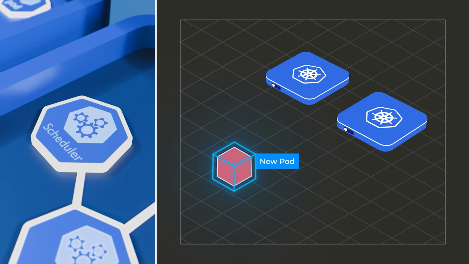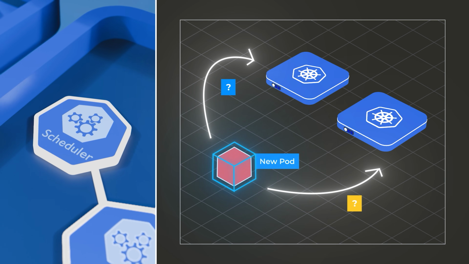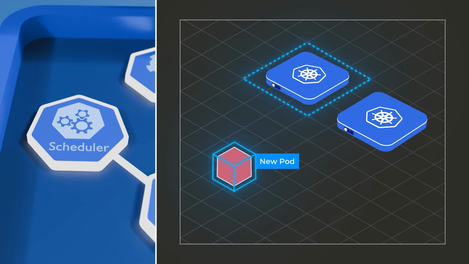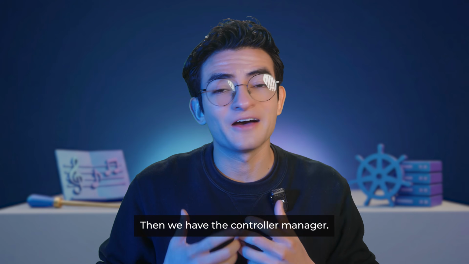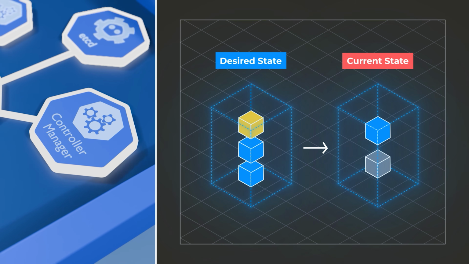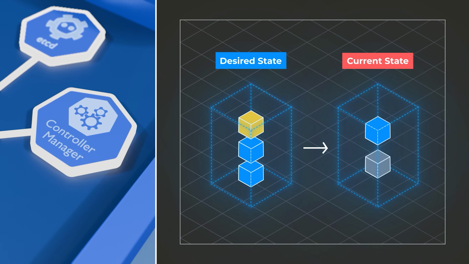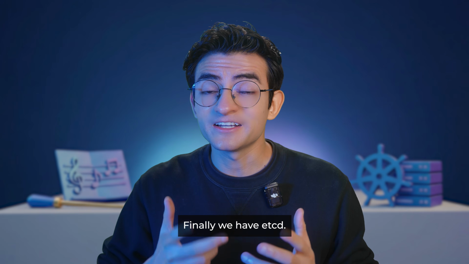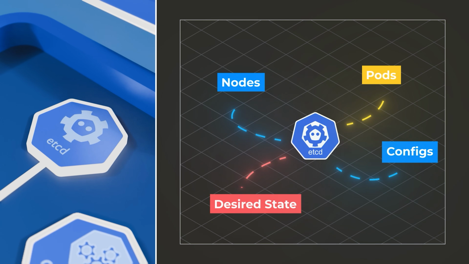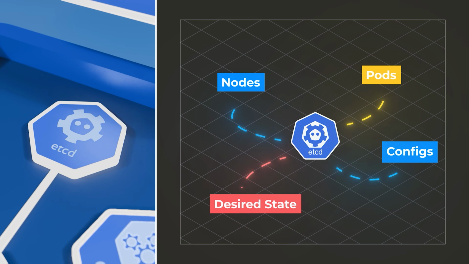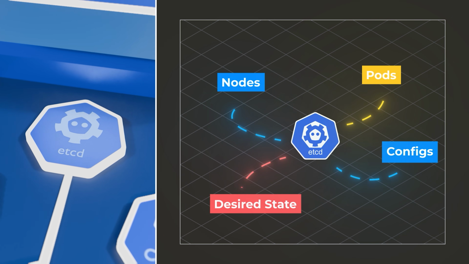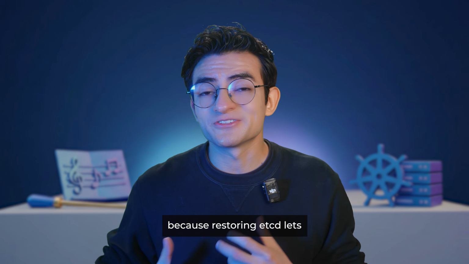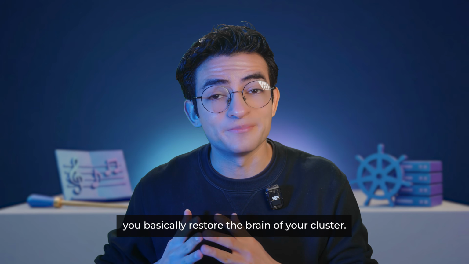Coming next, we have the scheduler. The scheduler looks at all available worker nodes and decides where each new pod will be placed to run, based on CPU, memory, and other rules. Then we have the controller manager. This one is constantly asking, is the current state equal to the desired state? If not, it takes action, like creating missing pods or replacing failed ones. Finally, we have etcd. etcd is the distributed database for Kubernetes. It stores the full state of the cluster, including nodes, pods, configs, and the desired state. It is critical for disaster recovery, because restoring etcd lets you basically restore the brain of your cluster.